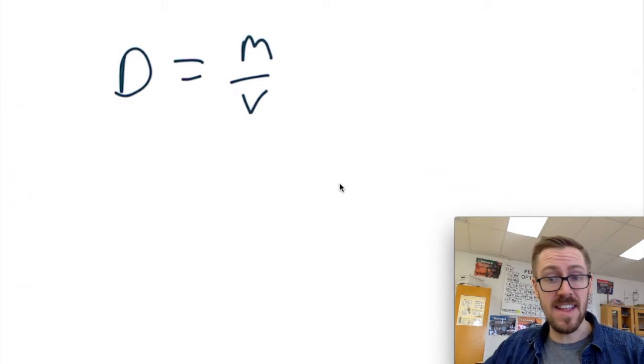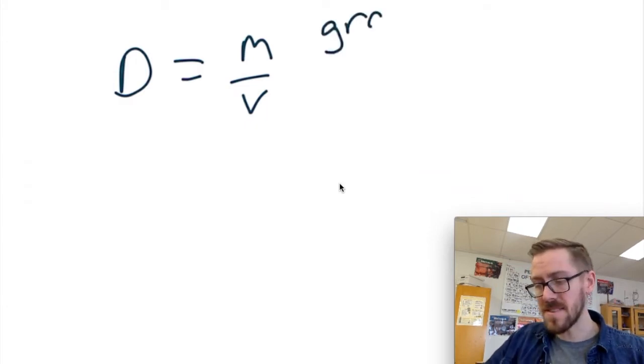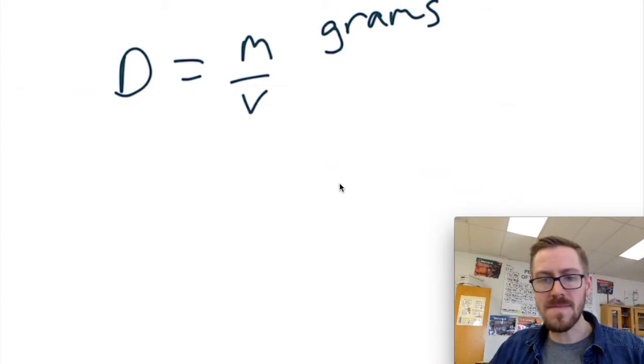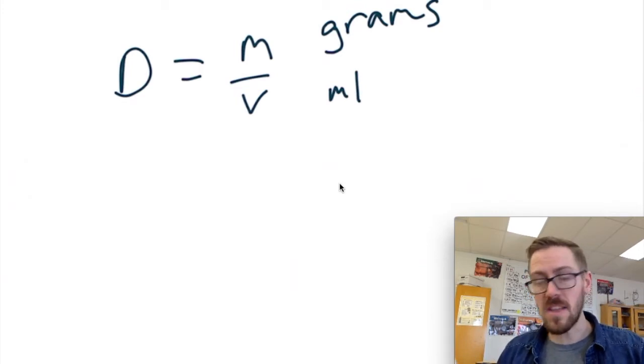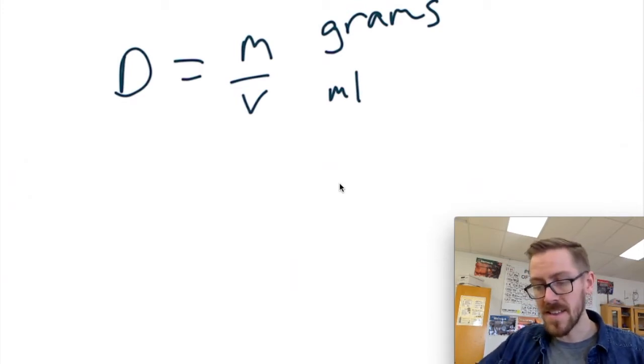So let's look at a few practice problems here. The equation that we're going to be working with looks like this. D equals m over v. D is density, m is mass, v is volume. So density is a measure of the mass divided by volume. Mass is measured in grams or kilograms, like I said, and volume is measured in milliliters or liters. So again, you might see this density unit as kilograms per liter.